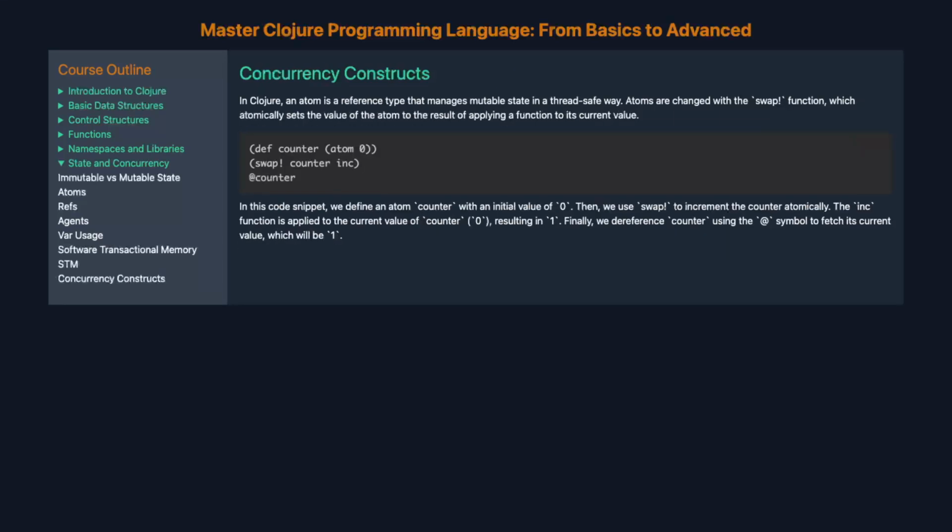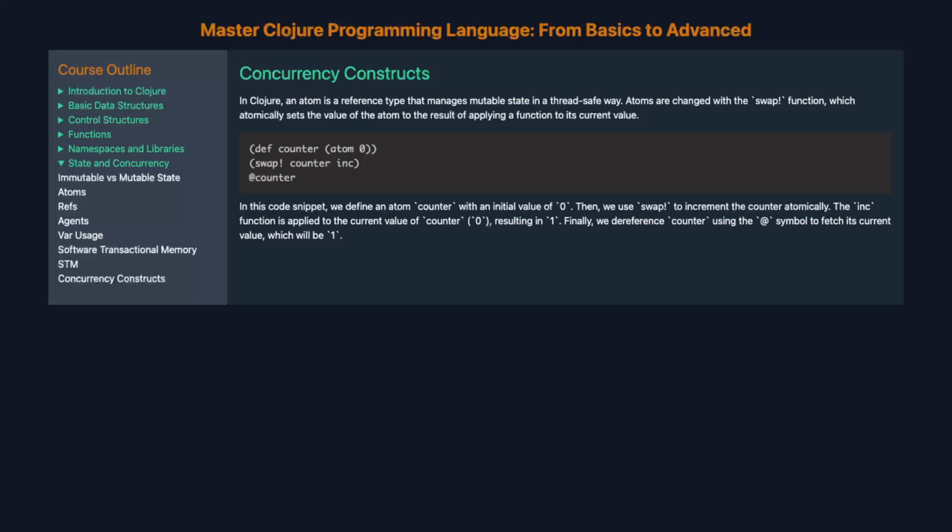Concurrency constructs. In Clojure, an atom is a reference type that manages mutable state in a thread-safe way. Atoms are changed with the swap! function, which atomically sets the value of the atom to the result of applying a function to its current value.